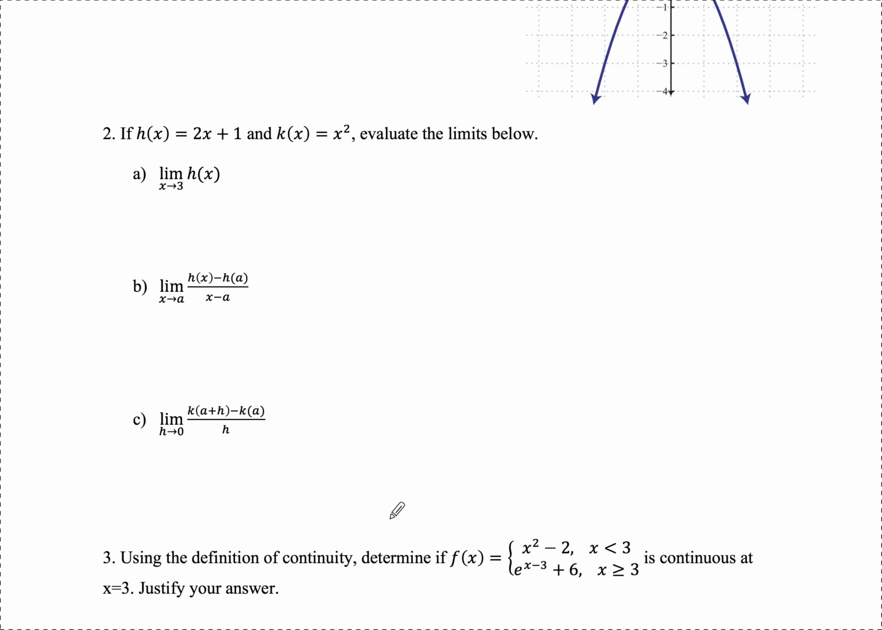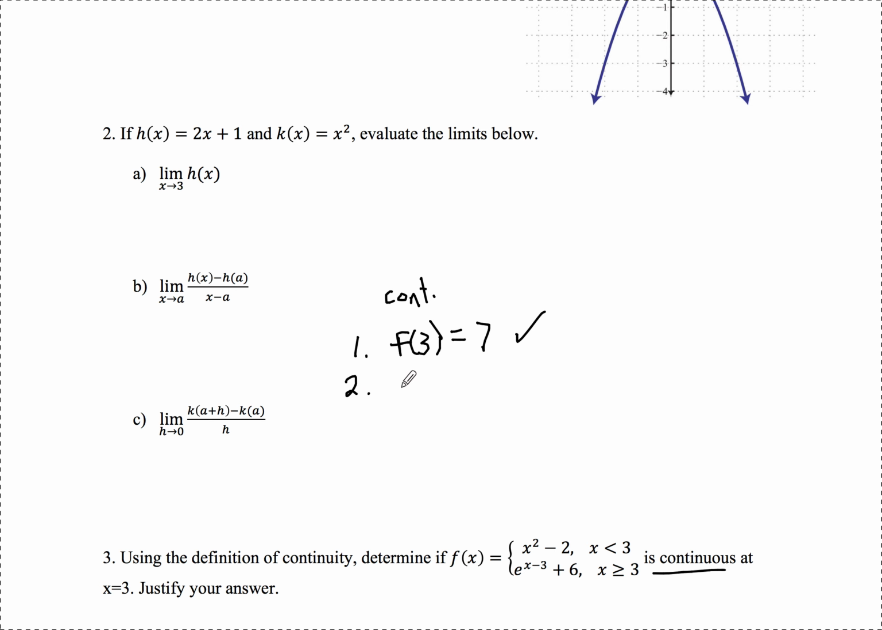And the last one to clean up, using the definition of continuity, determine if f of x here is continuous at x equals 3, and justify your answers. Remember, there are 3 things you need to do for continuity. First, we need to make sure f of 3 exists. So let's come down here. If I plug in 3, f of 3 would go into the bottom branch here, because x is greater than or equal to 3. And I plug 3 in there. f of 3 is going to give me e to the 0, which is 1, plus 6, so 7. So f of 3 exists.